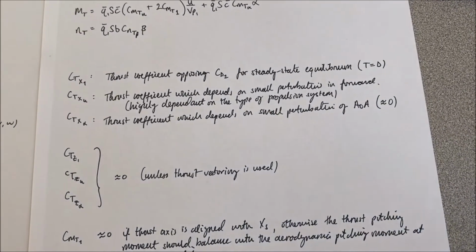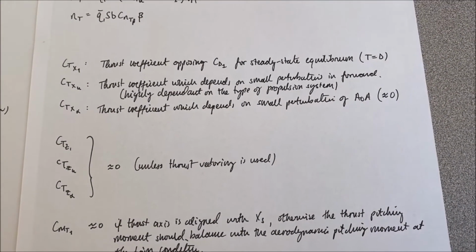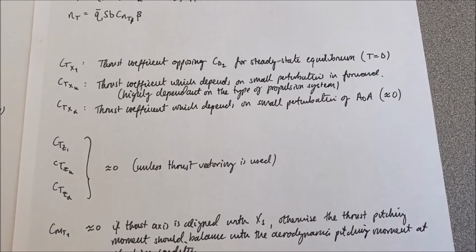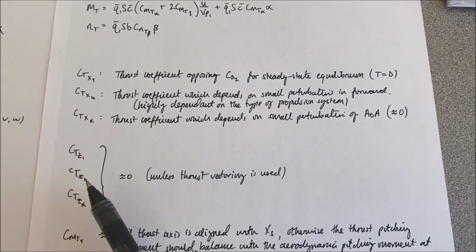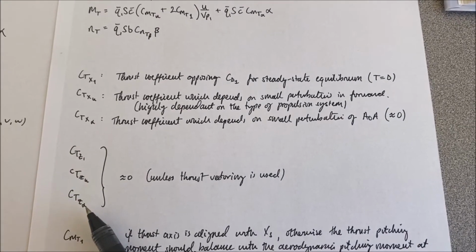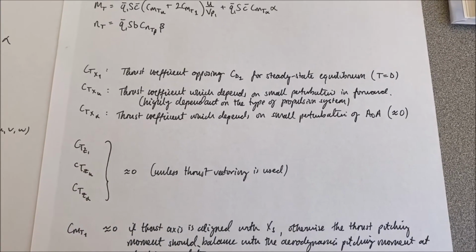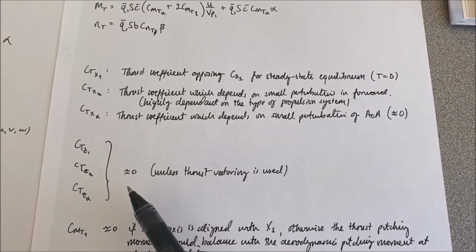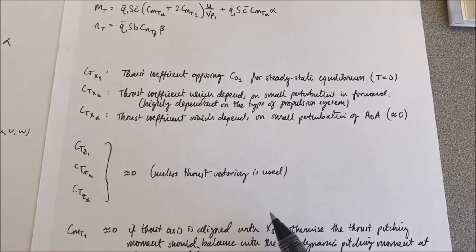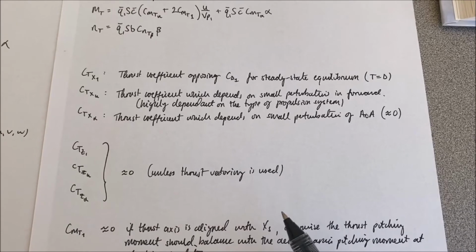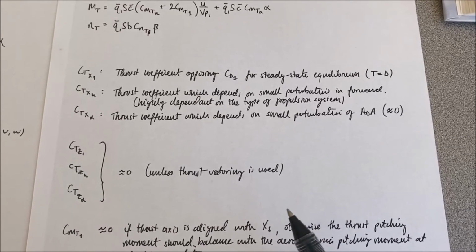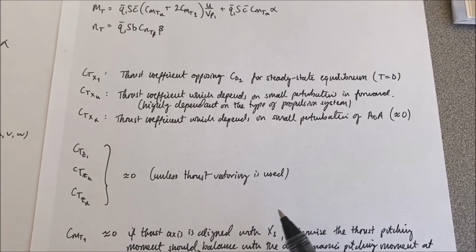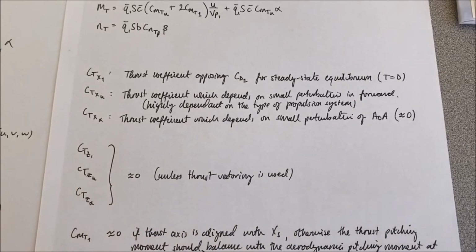The next one is the thrust coefficients which depend on the steady state condition, small perturbations in u, and small perturbations in alpha, but in the z direction. Generally, these can be considered as 0 unless we're using some kind of thrust vectoring method. But if we're considering all of our thrusts to be equal, then we can consider these ones to be approximately 0.